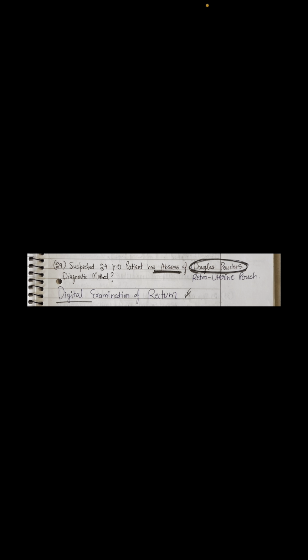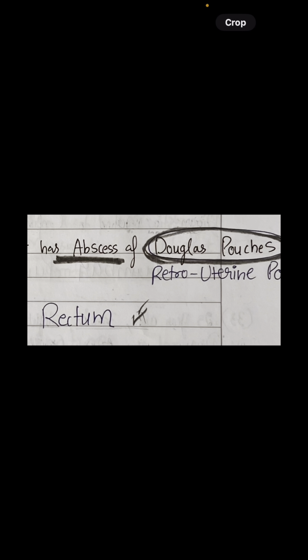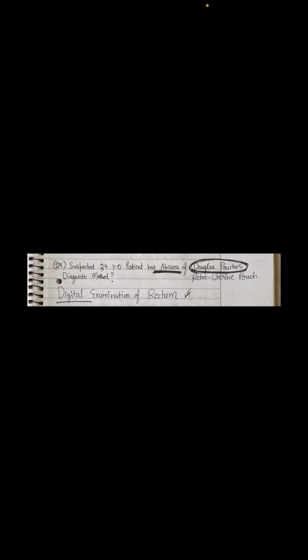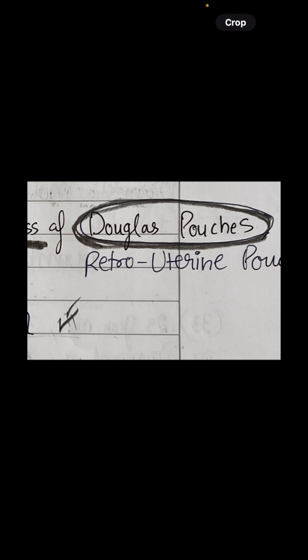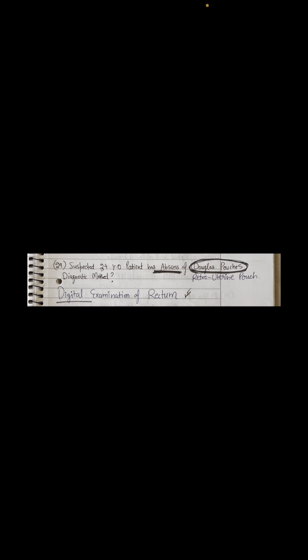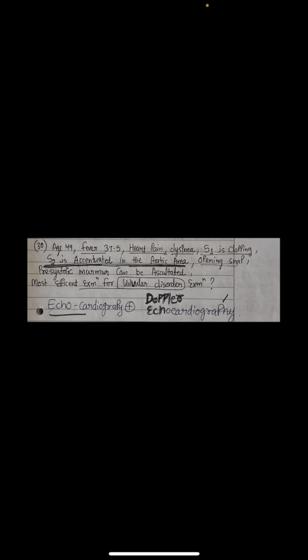Let's go next. The doctor suspects an abscess of the Douglas pouch. Remember that the Douglas pouch is around the rectum, in between the bladder and the rectum, somewhere like that. We can also call it the uterine pouch. So when there is an abscess of the Douglas pouch, the best way, the least invasive procedure, is digital examination of the rectum, so that we come to know about the Douglas pouch abscess. Let's go to the next patient.